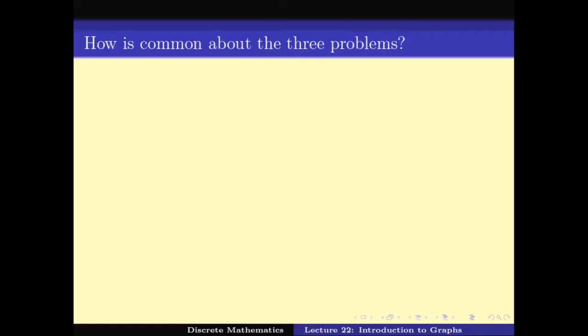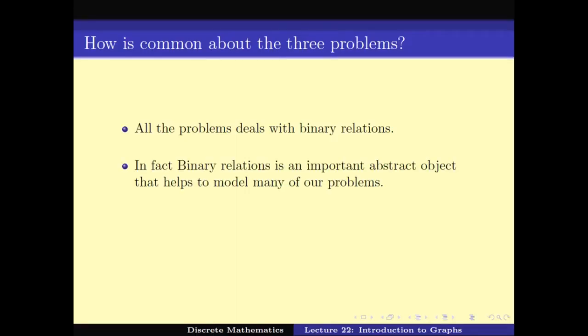Now, what is common among these problems? First thing to note is that all the problems deal with binary relations. The first problem deals with two people shaking hands with each other. The second problem deals with team A defeating team B or team B defeating team A. And the third problem deals with whether two people know each other or not. So these are binary relations, right? Given two people, what is the relation between them? And they can be ordered for that matter. So binary relations are a very important abstract model that helps us model many of our problems. We will see many examples of this in the next 1 or 2 weeks.